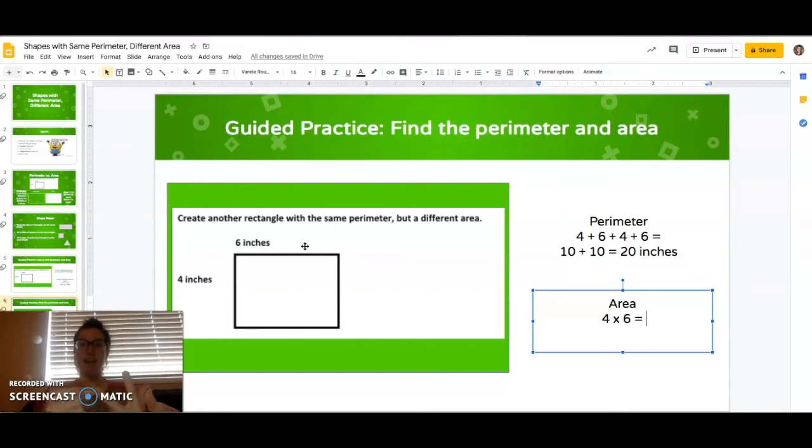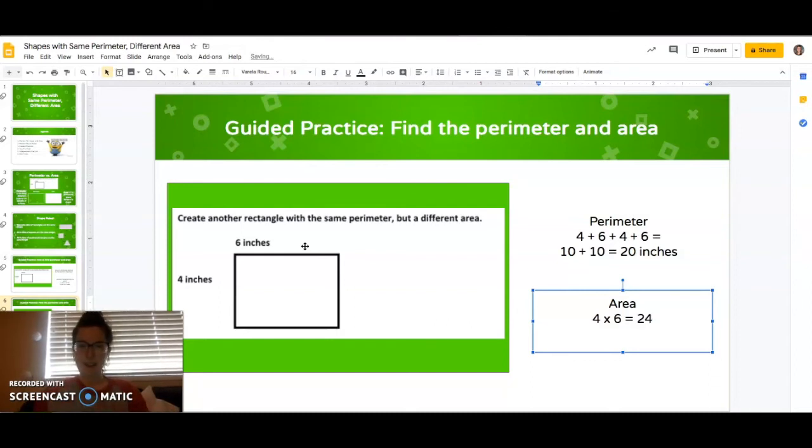4, 8, 12, 16, 20, 24. That's 6 fours. All right. So 4 times 6 equals 24.